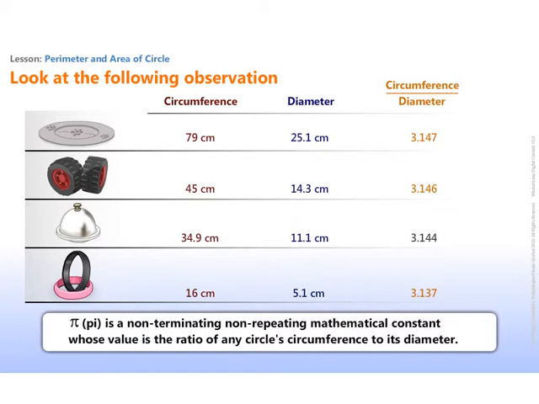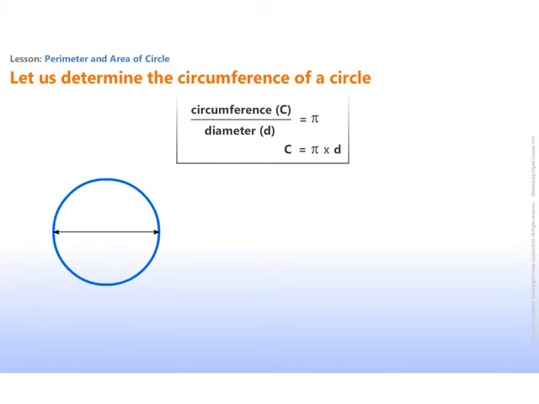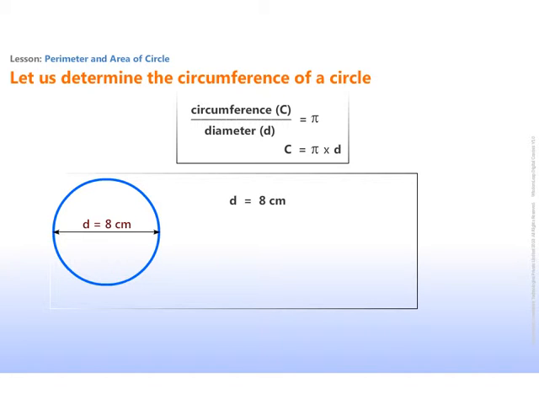Pi is a non-terminating, non-repeating mathematical constant whose value is the ratio of any circle's circumference to its diameter. So, circumference by diameter is equal to pi. If C is the circumference and D is the diameter, then C is equal to pi d. Suppose the diameter of a circle is equal to 8 centimeters. Then by substituting the values in the formula, we get its circumference as 25.12 centimeters.